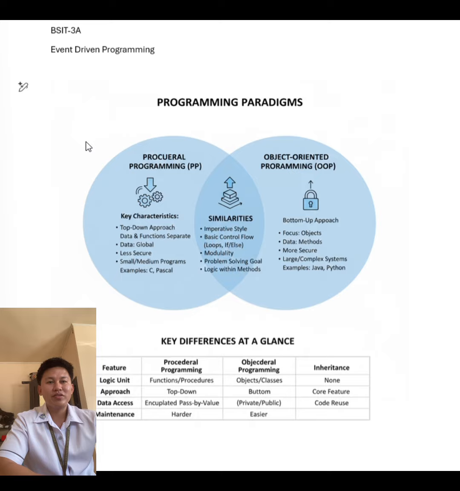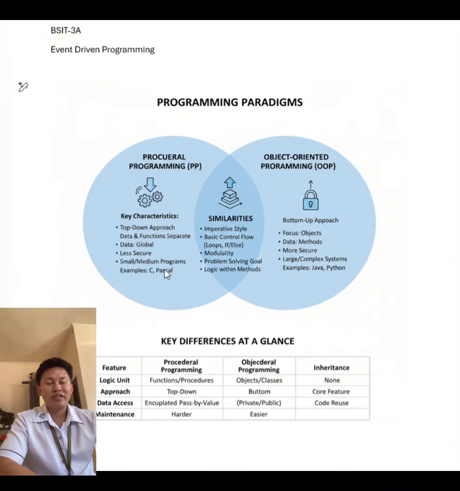Procedural programming focuses on step-by-step instructions, also called procedures or functions. The program is divided into smaller parts and each part performs a specific task. In this paradigm, data and functions are separate, meaning the data can be accessed and changed easily. Because of this, procedural programming is simple and easy to understand, especially for beginners. Examples of languages that use this paradigm include C and Pascal.